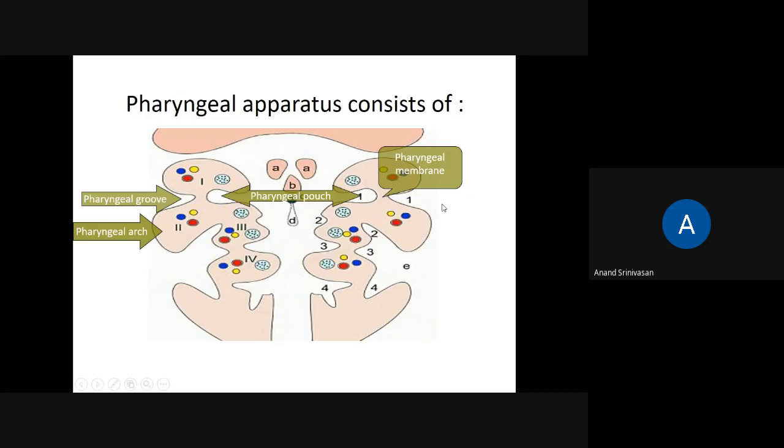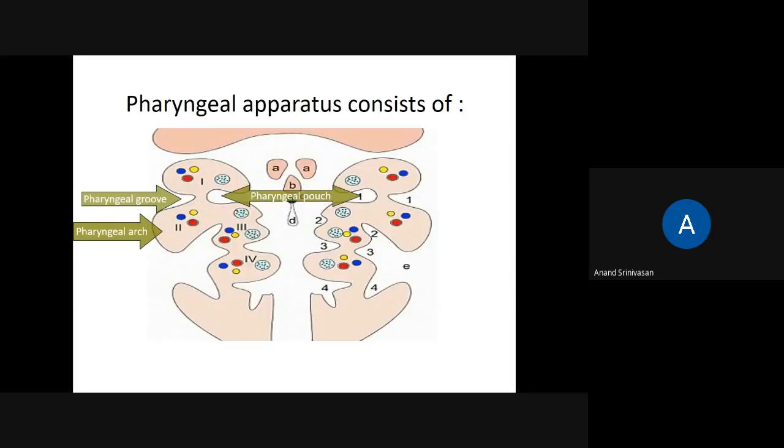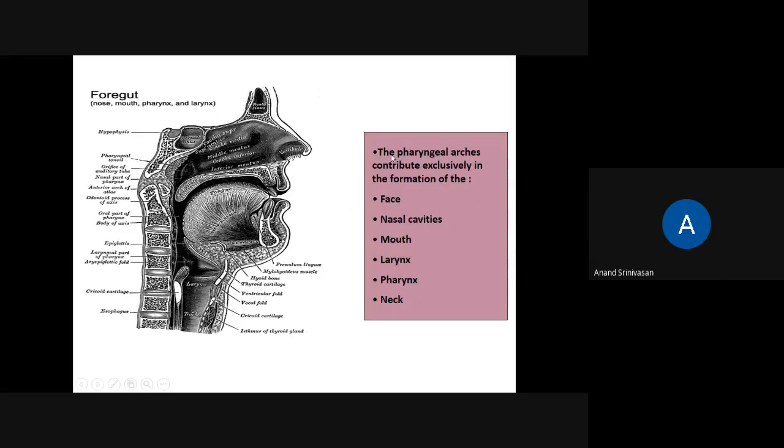Initially you can see there are five pharyngeal arches, but the fifth one disappears. So they are one, two, three, four, and six. The fifth one disappears, whereas the others remain. They help in the development of basically the head and neck structures.